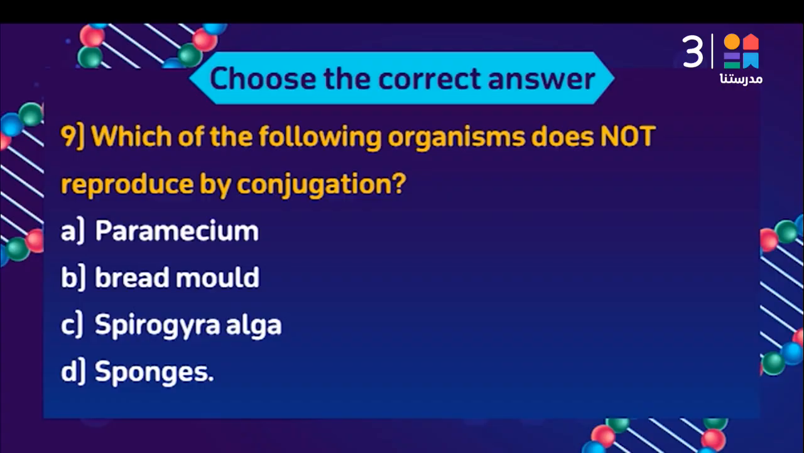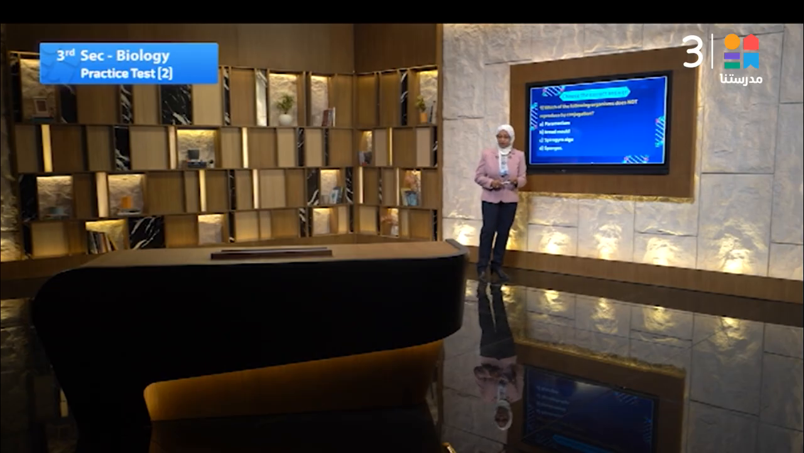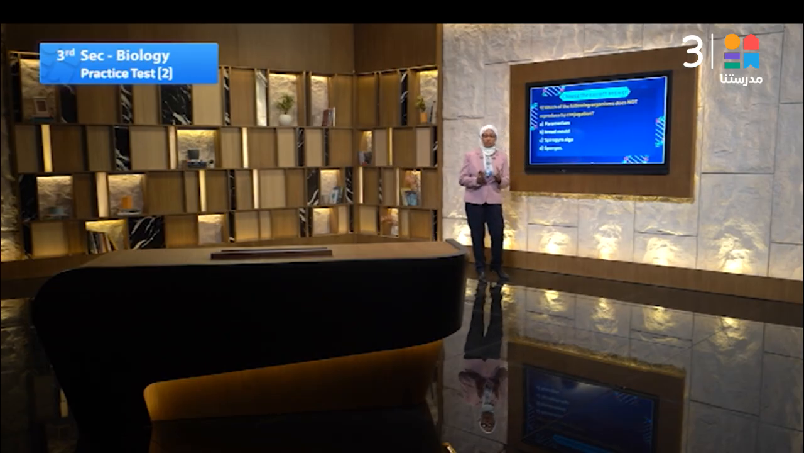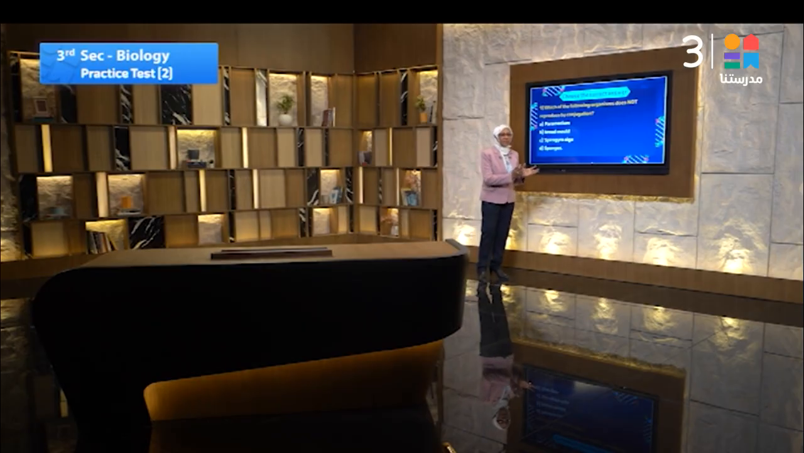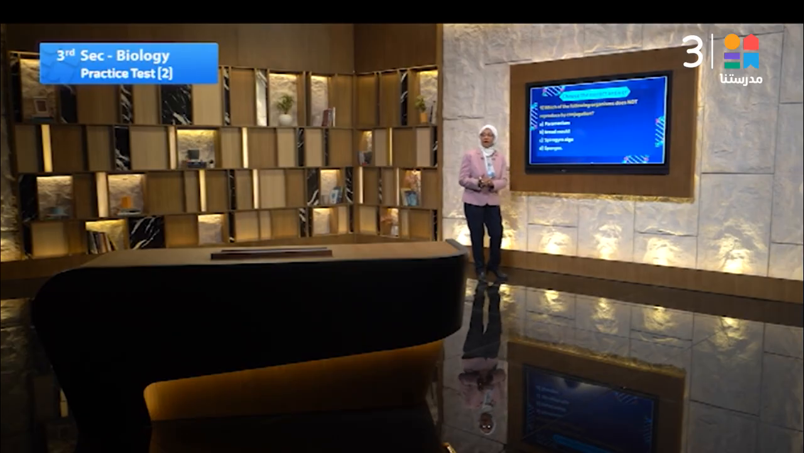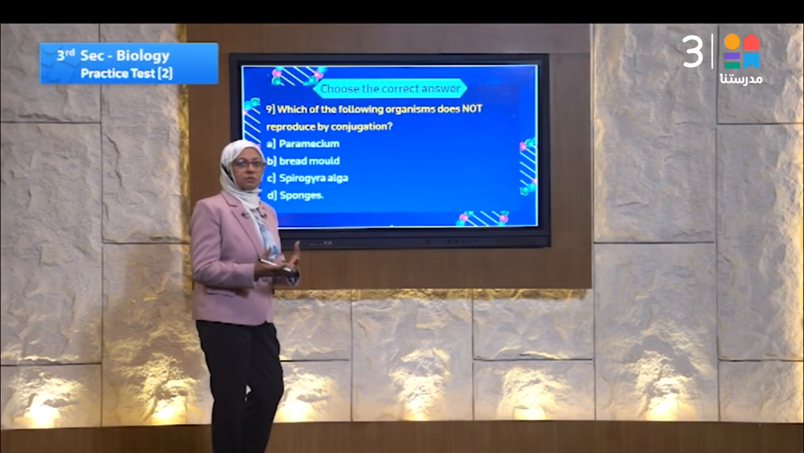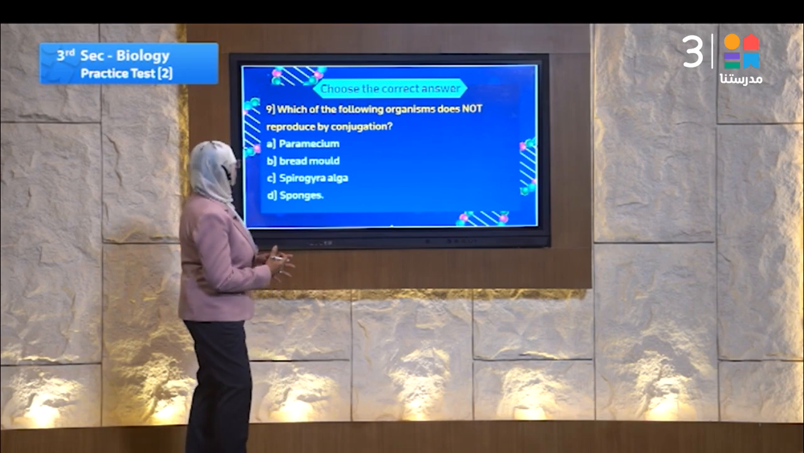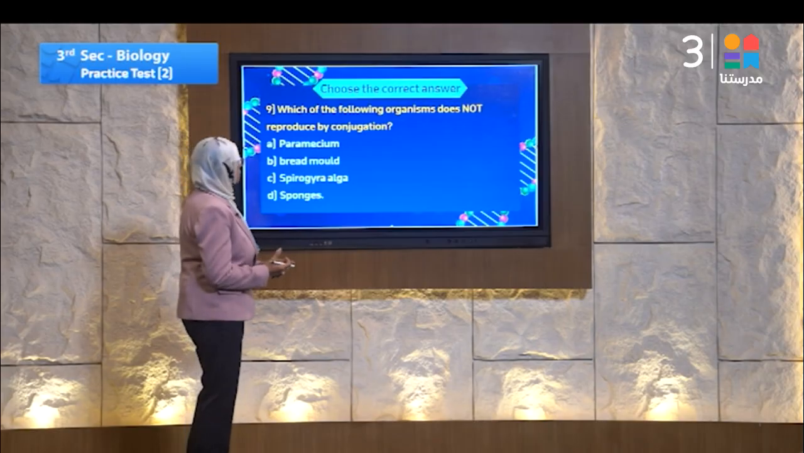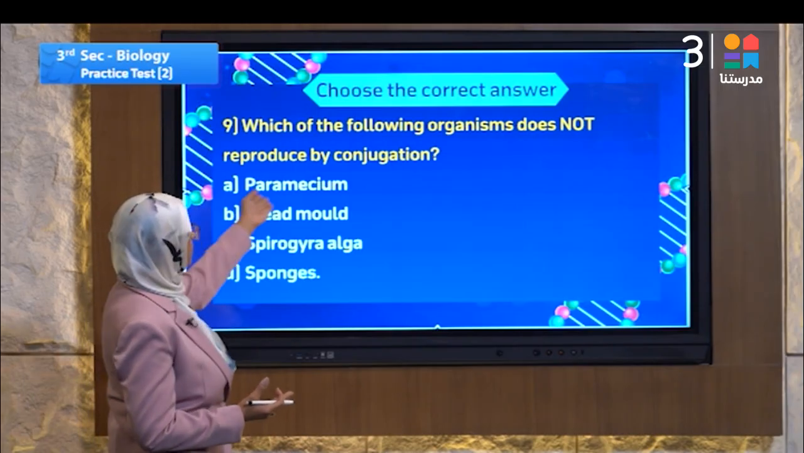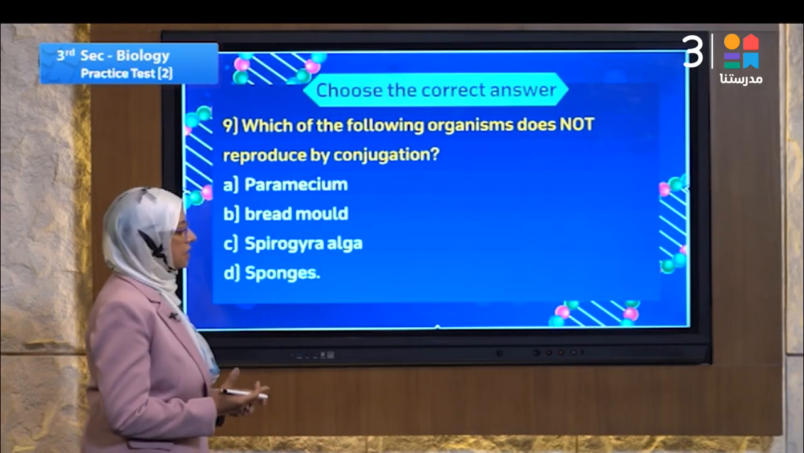Which of the following organisms does not reproduce by conjugation? Conjugation means having 2 strands or 2 filaments. The 2 filaments transfer the content of one filament to the other filament and make 2n, to reproduce again and make a mitotic division again. Which of them is not reproduced by conjugation? Let's read the choices.